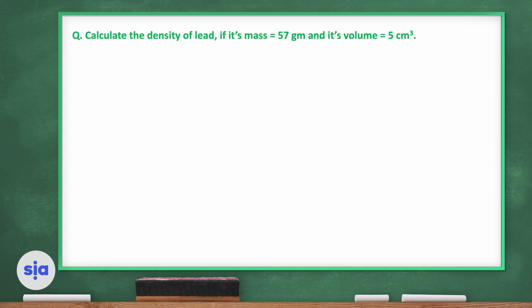Now prepare your paper and please calculate the density of lead if its mass is equal to 57 grams and its volume is equal to 5 cubic centimeters. A very easy problem, direct and straightforward to the point. You have the mass and you have the volume. How can you get the density? Exactly. Density equals mass divided by volume. And if you make the division, you will find it equal to 11.4 gram per cubic centimeter.